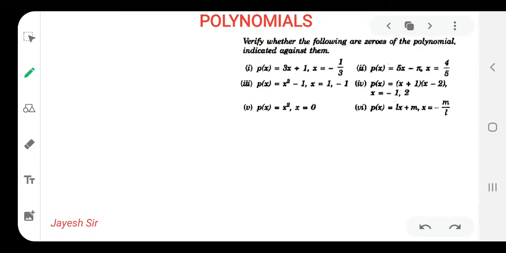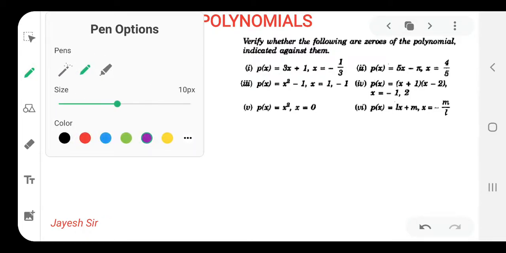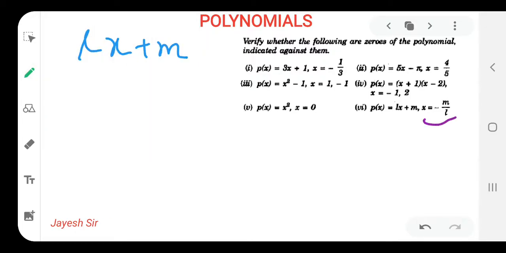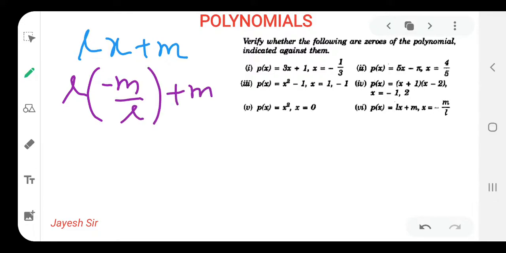Here the value of x is minus m by l, and we have to put that in our polynomial, that is lx plus m. We have to put the value of x, not l, not m friends. This is a little bit confusing. Here three variables are given, l, x and m, but we have to put the value of x only because value of x only is given over here. So we'll put the value of x over here, l as it is, and value of x is minus m upon l, plus m as it is.